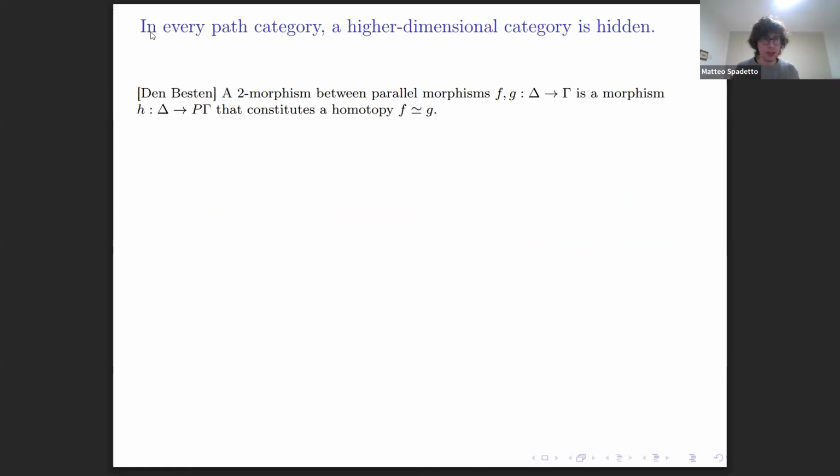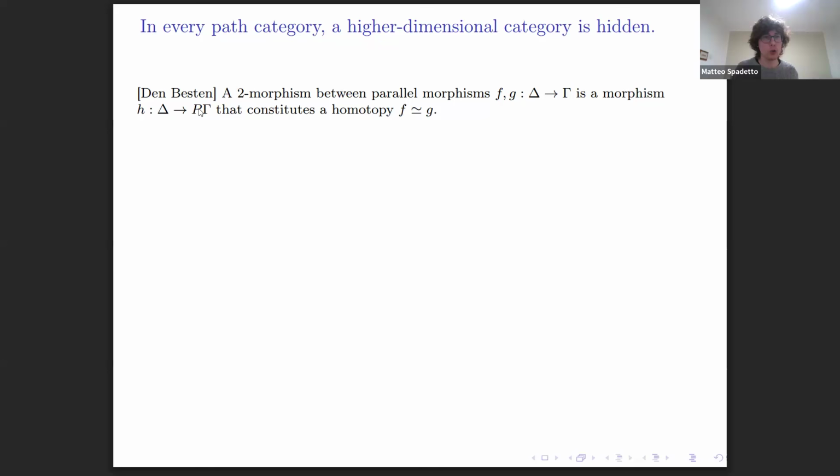As you may imagine, as in model categories, in every path category, a higher dimensional category is hidden. This was studied by Martijn den Besten. The idea, as in model categories, is that if you have two parallel one-dimensional arrows in a path category, then we can stipulate that a two-cell between them is a homotopy.